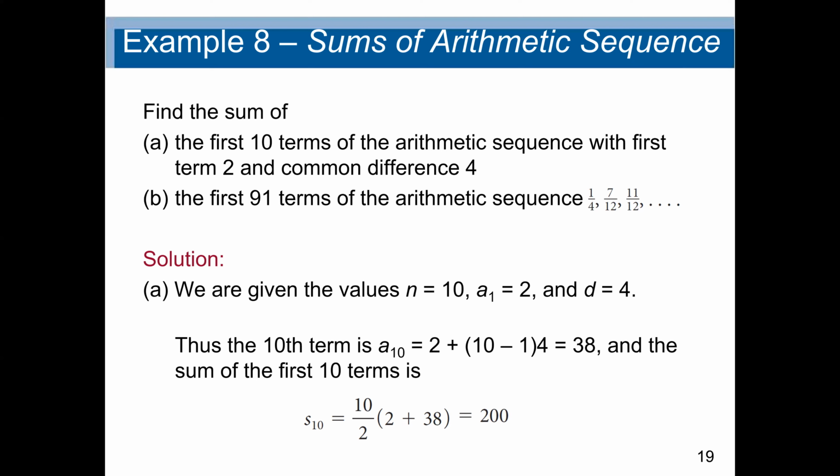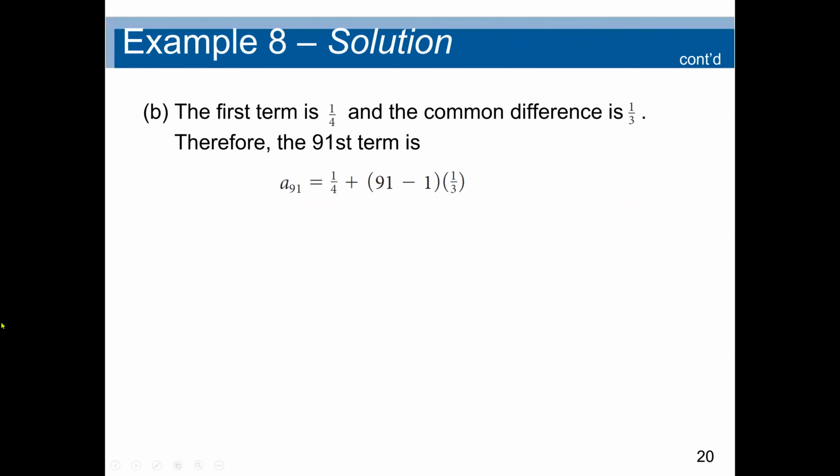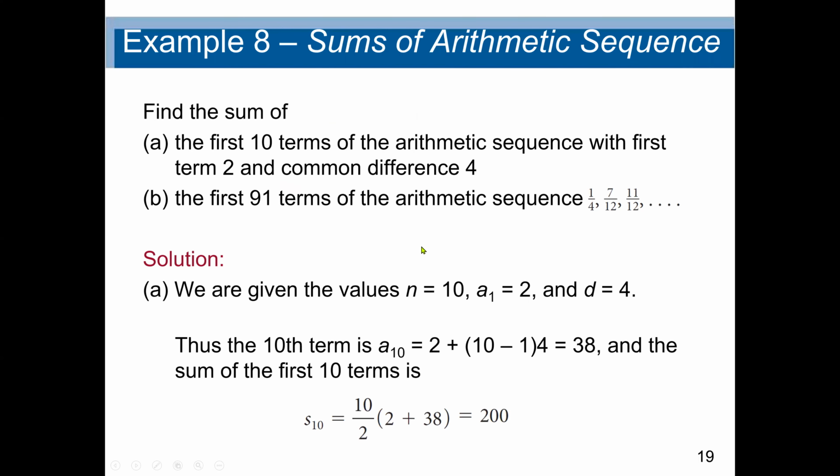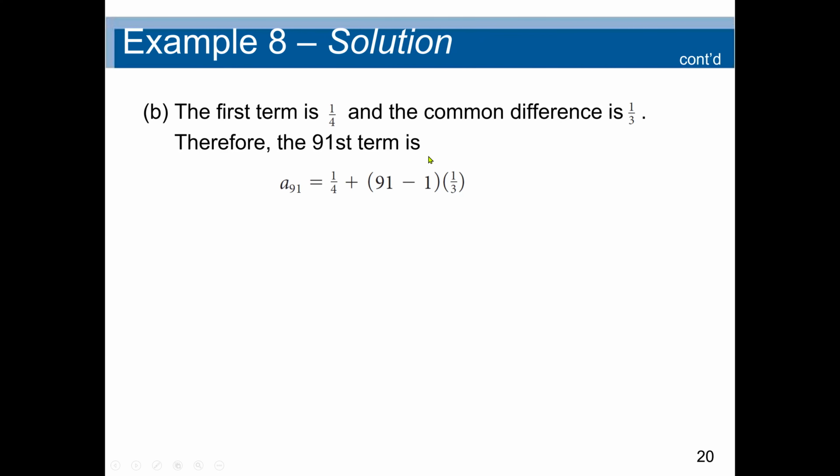Now let's look at the second question. The first 91 terms of the arithmetic sequence, this is given to us. So the first thing we're going to do, since we know the first term is 1/4, is test it. Let's subtract 1/4 from 7/12 and 7/12 from 11/12. If the answer is the same, then we have the d. And that's what we did here. The first term is 1/4.